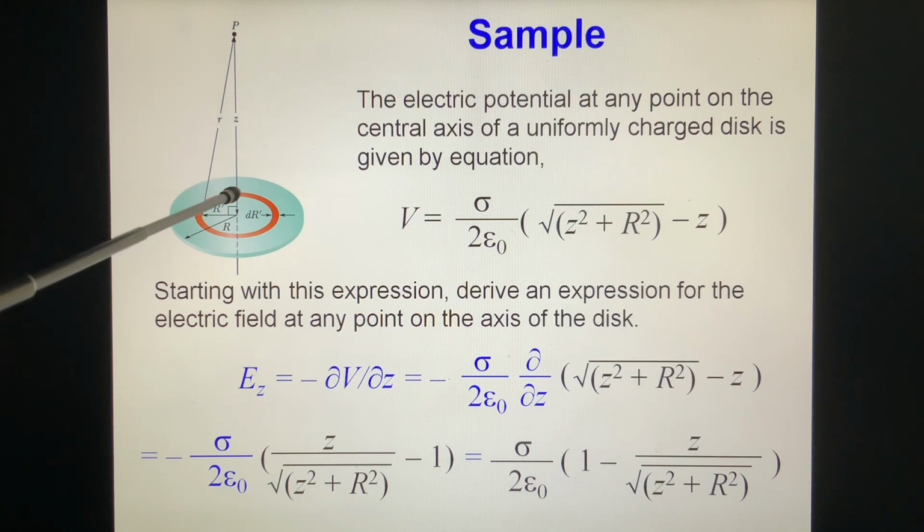If Z equals 0, it means this point is at the center of the disk. Then E equals sigma over 2 epsilon 0. We will use it later. This is not a conductor, it's a charged disk.